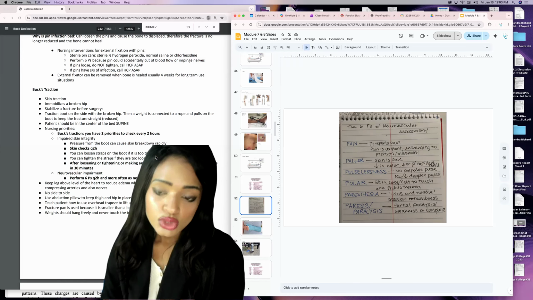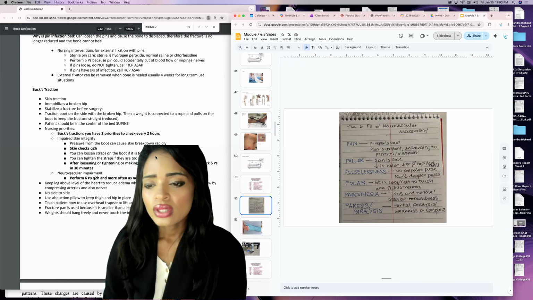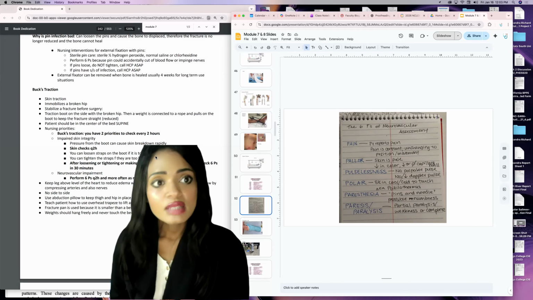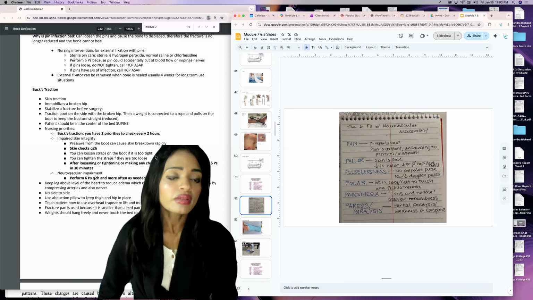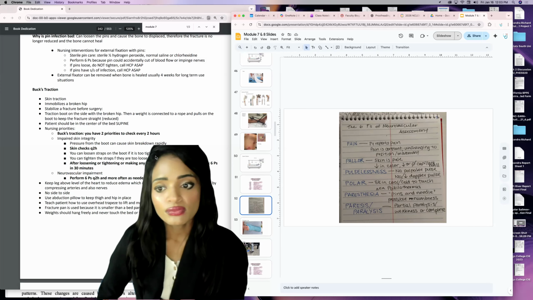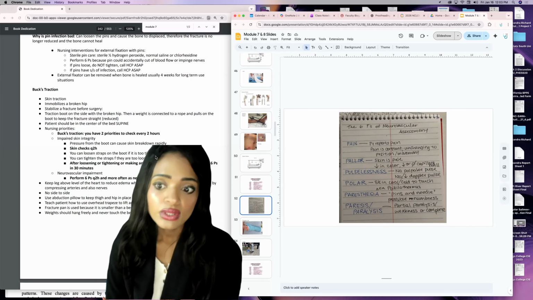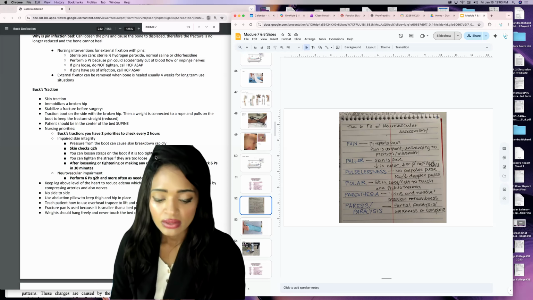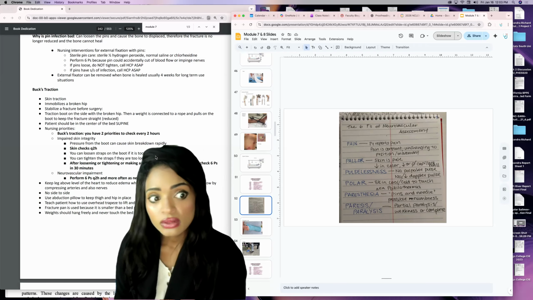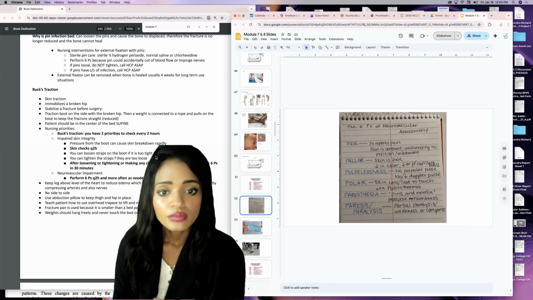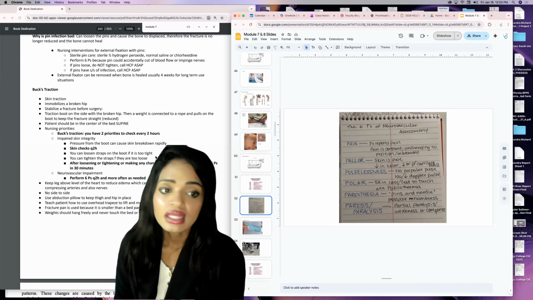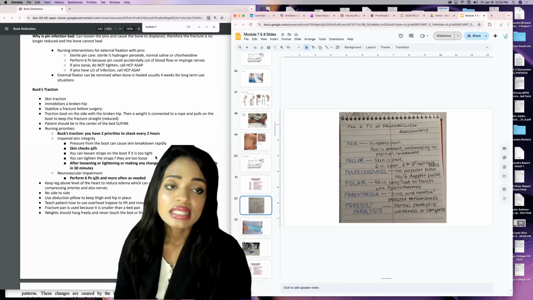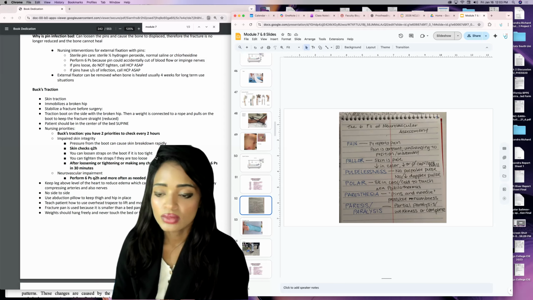Pallor: if that extremity is pale or it's losing color or there's no capillary refill, that is a problem. That means that there could be poor blood flow, poor circulation, poor perfusion. Pulselessness: if we lose a pulse, so if you have the pulse there and now it's not, that's a medical emergency. You have to get the Doppler, try to find the pulse, and if you cannot, you have to let the healthcare provider know immediately so that that patient is not at risk for losing that extremity.